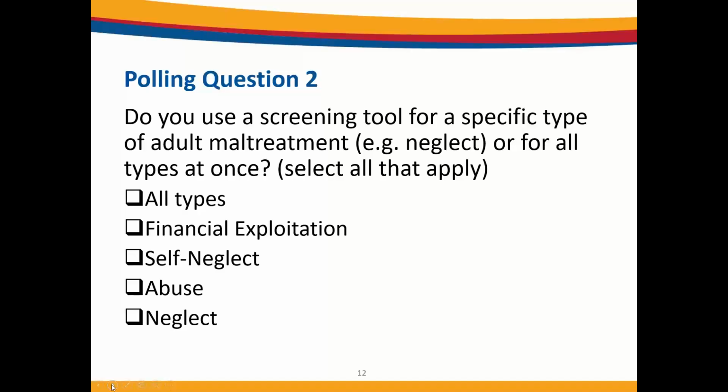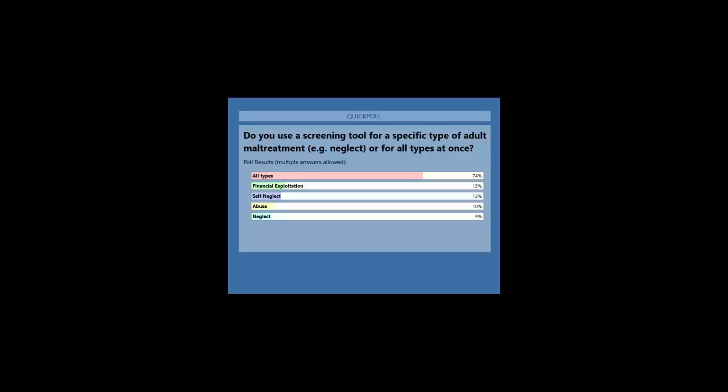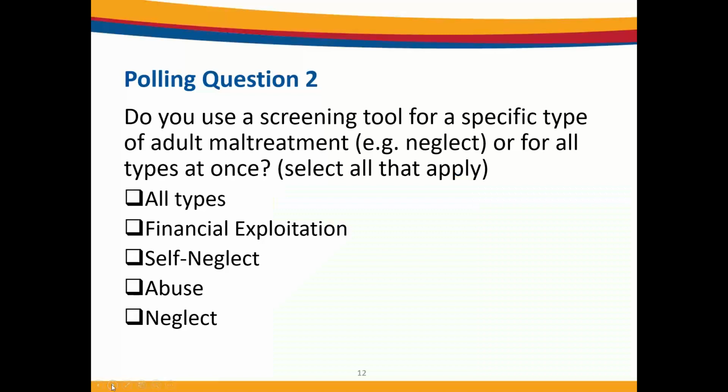We had about half the folks vote, and I'll share those results. 74%, resounding majority said all types. 15% financial exploitation, 13% self-neglect, 10% abuse, and 9% neglect. Oh, that's fascinating. Thank you very much. Yep.